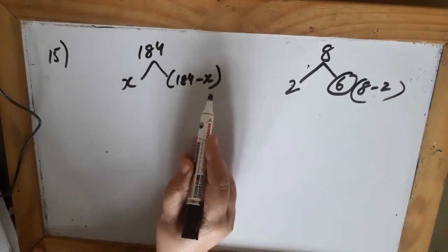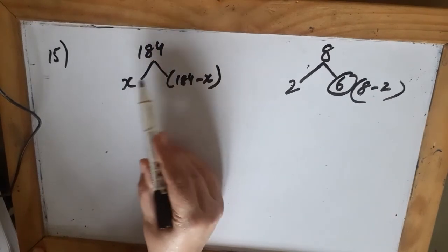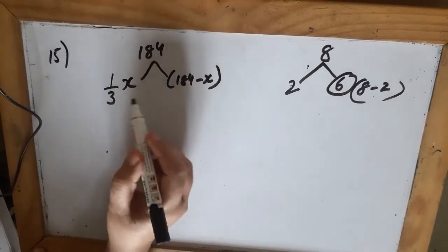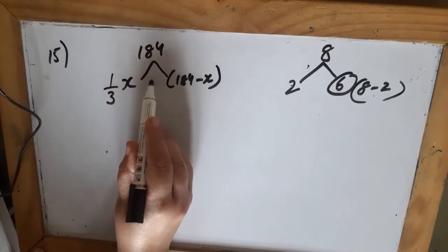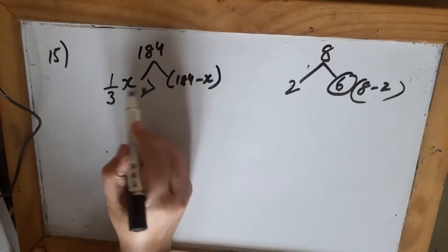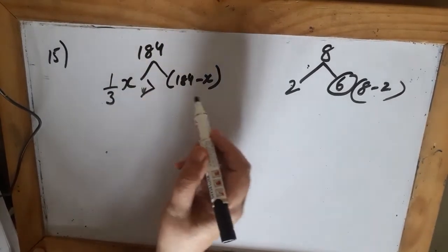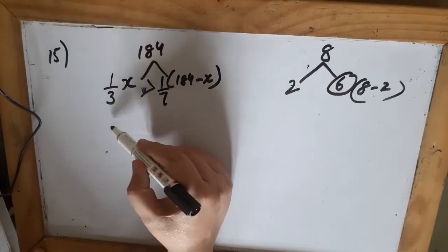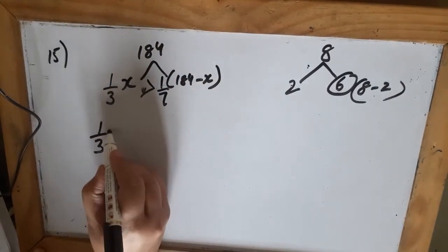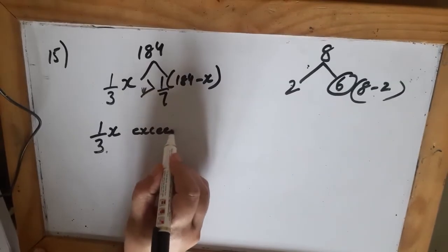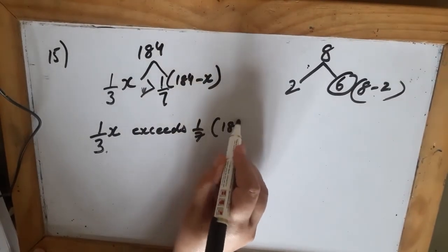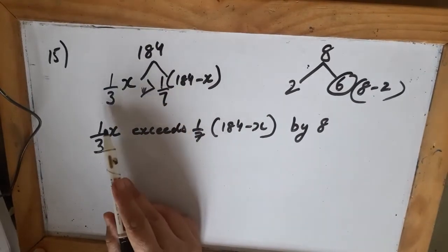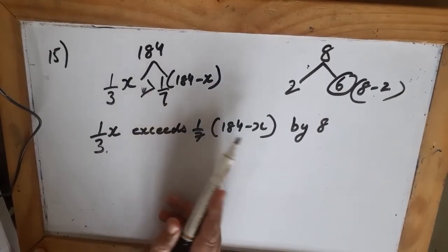Now according to the statement, I have divided them into 2 parts such that 1/3 of one part may exceed, ये इससे ज़्यादा है, 1/7 of the other part. इस part का 1/7 और इस part का 1/3. So they are saying 1/3 of one part exceeds 1/7 of the other part, which is 184 minus x, by 8. Now they say ये जो नंबर है इस नंबर से बड़ा है, और कितना बड़ा है?